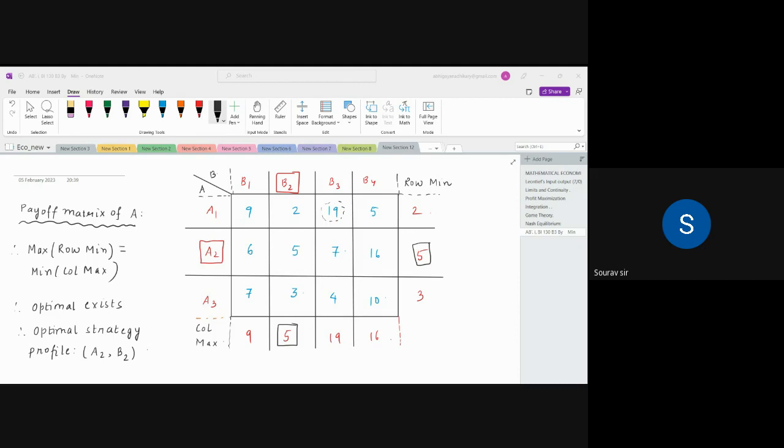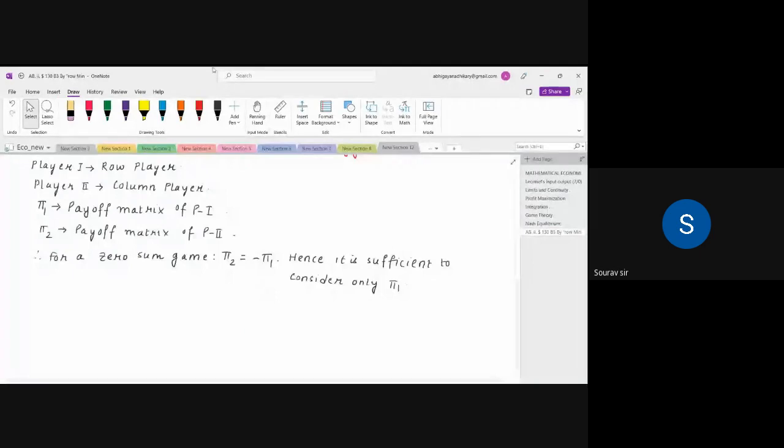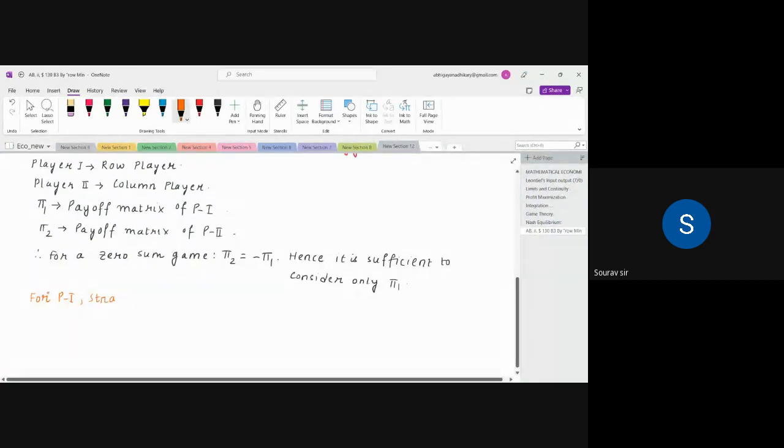going step by step. What player one is doing, or what we have actually done, is we have taken the row mins and we have taken the maximum of the row mins, right? That's what we have done for player one. So for player one, the strategy is decided by the maximum of the row minimums. Right? This is what we have done.